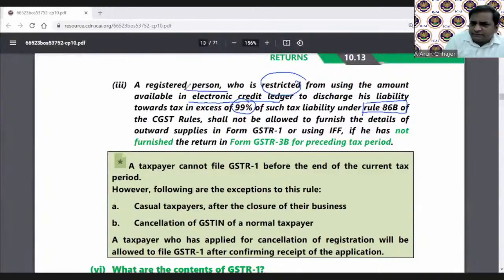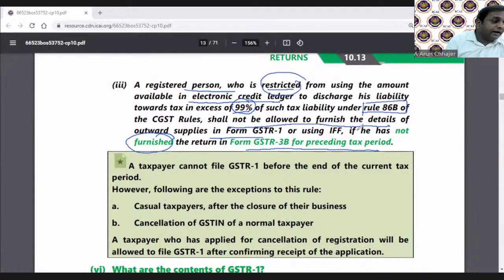Then a registered person who is restricted from using the amount, maximum 99%, shall not be allowed to furnish the details of the outward supply in the GSTR1 or IFF if he has not furnished the return in Form 3B for the preceding tax period.